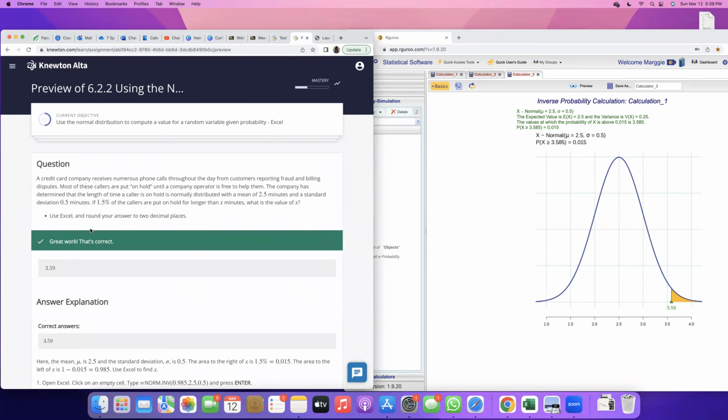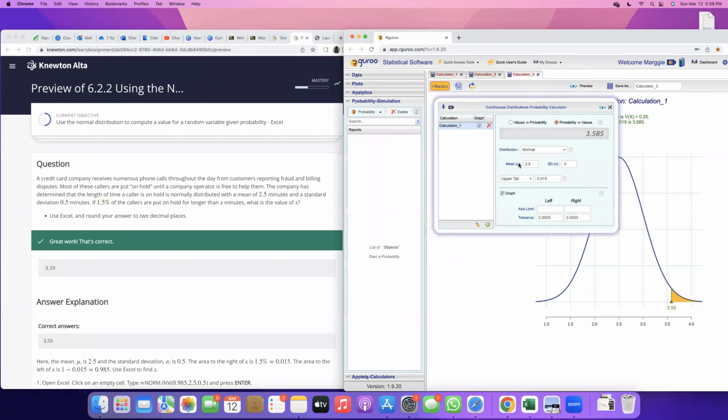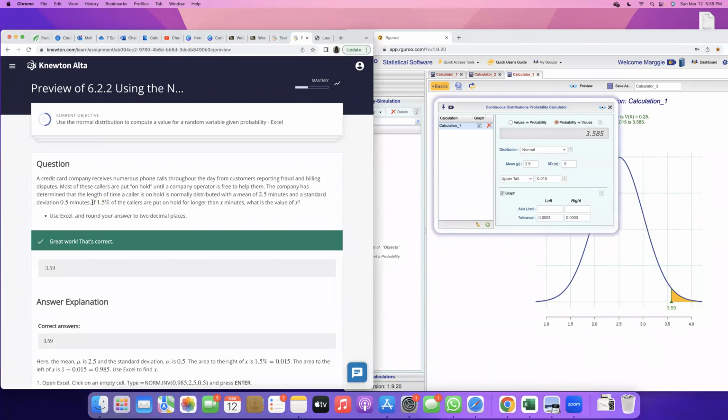All right, and so again, let's back up to what I did. You have your mean, you have your standard deviation, and you put that in here. So then it says, if 1.5% of the callers are put on hold for longer than X minutes, then I will say 1.5% of the callers wait more than 3.59 minutes. That's what this is telling me.